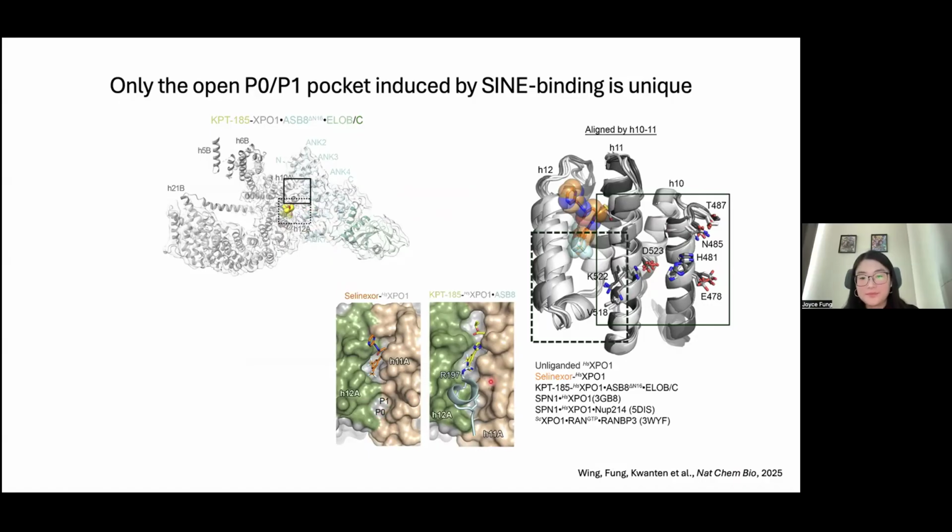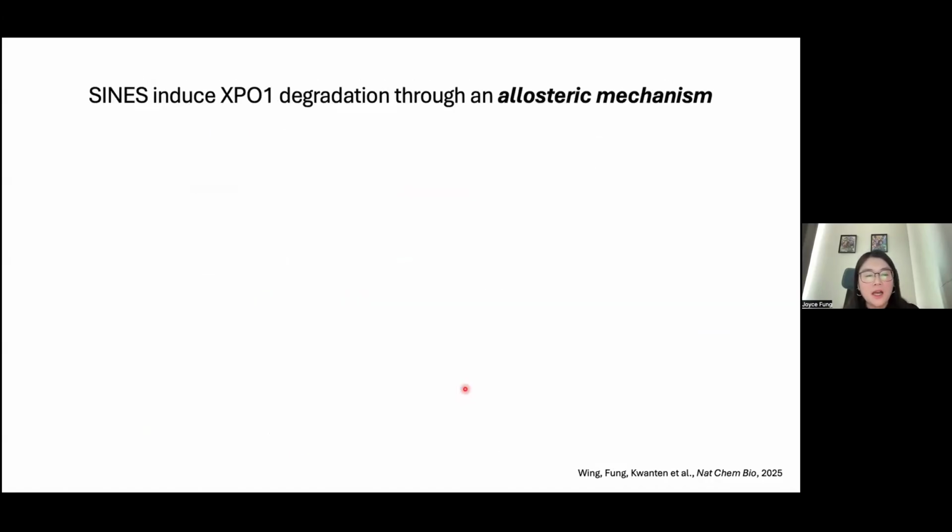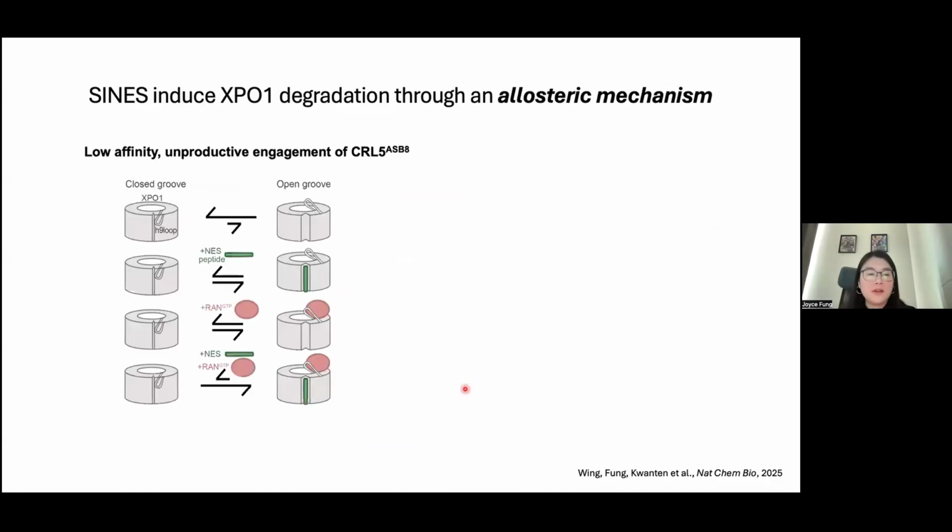the 3D diagram. Because this pocket is usually closed when it's unliganded, or if there's NES, it's covered, or when there's leptomycin B, it's also covered. So what this is saying is that these signs are really conjugating to Expo1 and revealing a cryptic binding spot for ASB8 to bind and cause downstream degradation. It doesn't make much contact with the inhibitor, and it's mostly there just allosterically to open up the groove. So this is an allosteric mechanism.